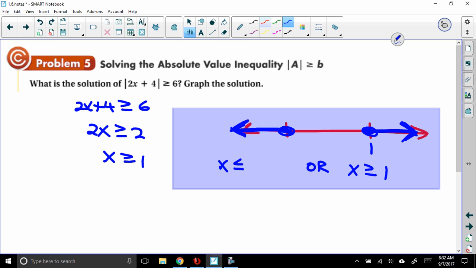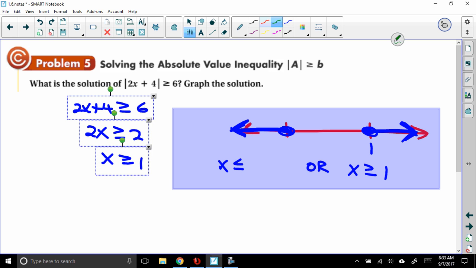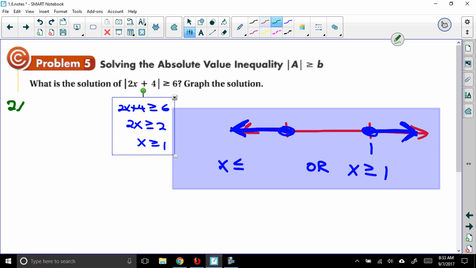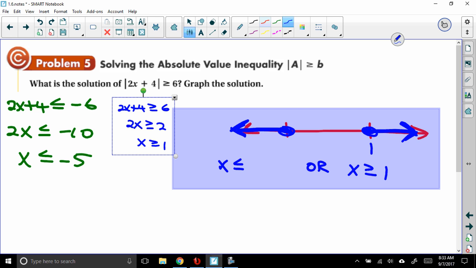So we got to set up that other inequality. What's that other inequality going to look like? 2x plus 4 is what? Less than or equal to negative 6. So 2x is less than or equal to negative 10, and x is less than or equal to negative 5. Good. That's it. What do we think?